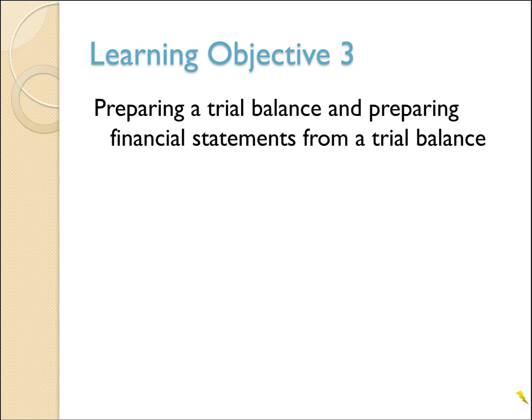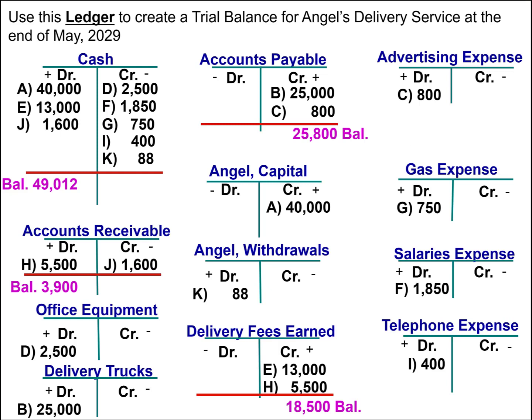Our next learning objective is to prepare a trial balance and then use the trial balance to prepare the financial statements, which of course are the income statement, the statement of owner's equity, and the balance sheet, just like we did in Chapter 1. However, this time, where do we get the account balances for these financial statements and the trial balance? We get them from the ledger. So we're going to use this ledger to create our financial statements.